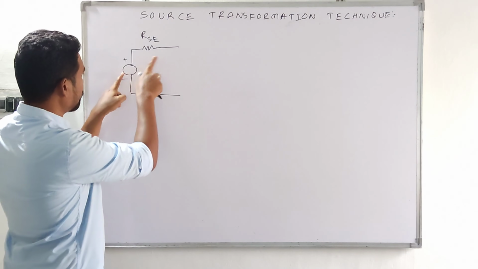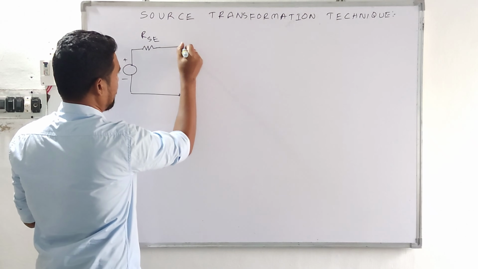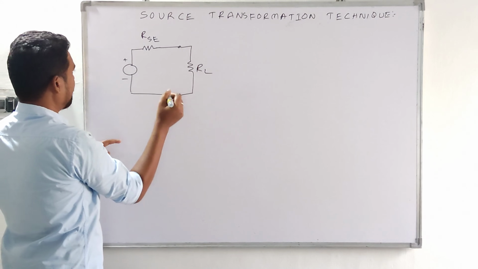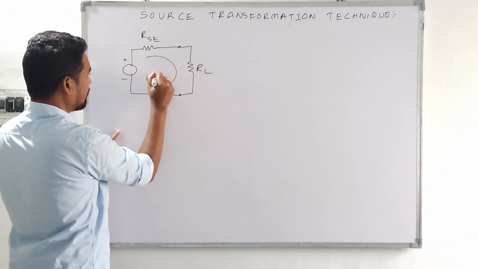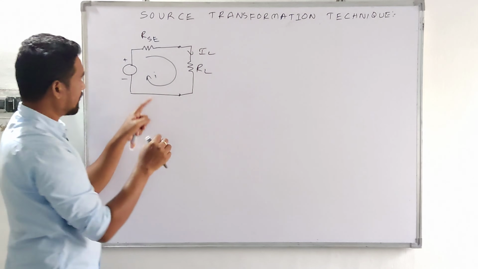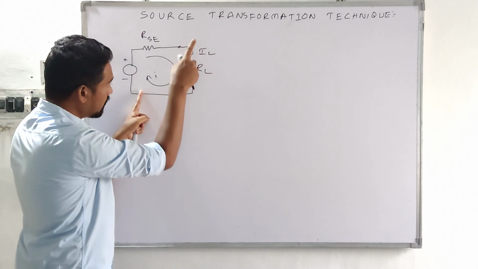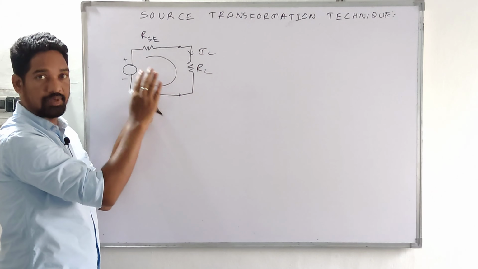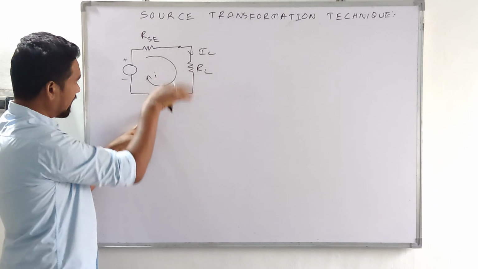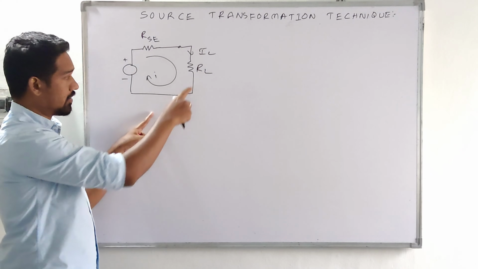The internal resistance should be represented with this one, and this will be the load resistance RL. Now some current I will be flowing, and this current is equal to the load current IL. Why am I saying this? Because the transformation technique is interconnected. The transformation should be done with respect to the load current. Now watch carefully, this is the arrangement. The same current is the load current, the current flowing through the load.